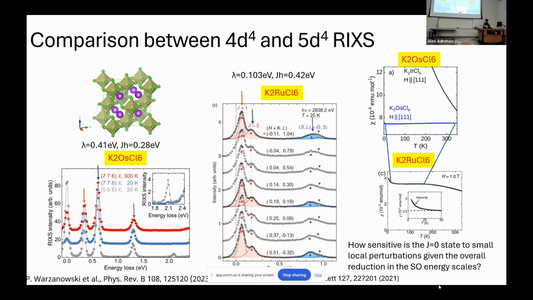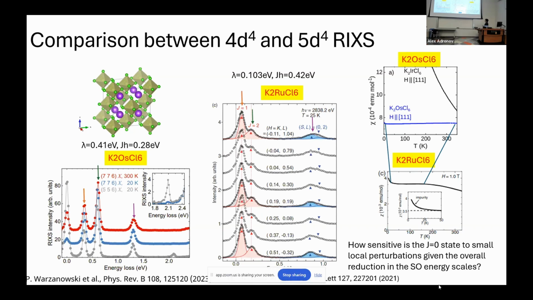But really, the difference is quantitative. Here, because of the large spin orbit coupling, the splitting between these peaks is very big. So the first peak occurs at 0.3 eV. Here, the first peak occurs at 60 meV. So it's 5 times smaller.